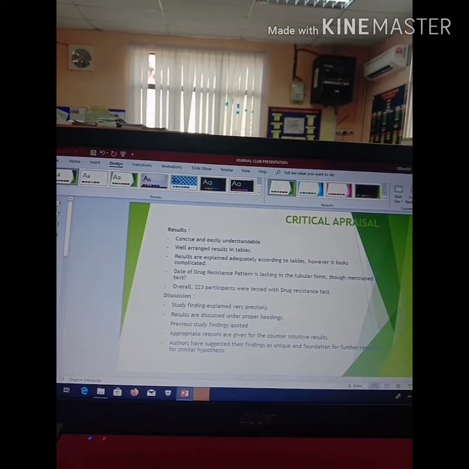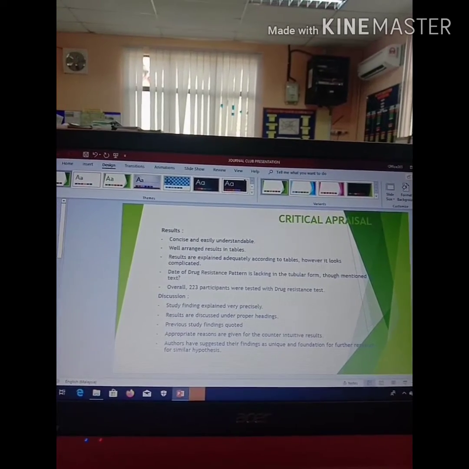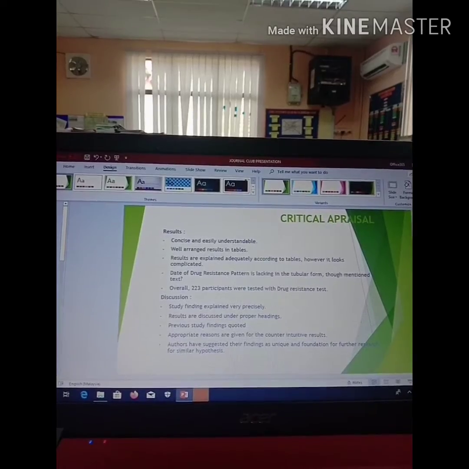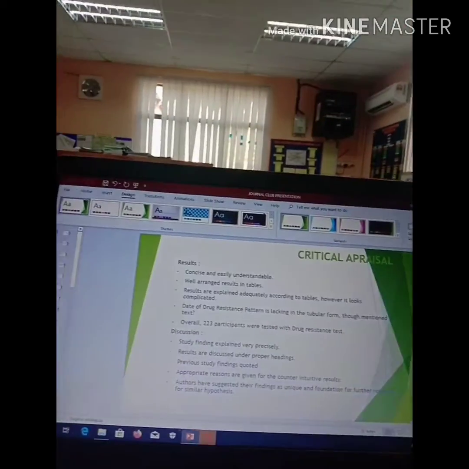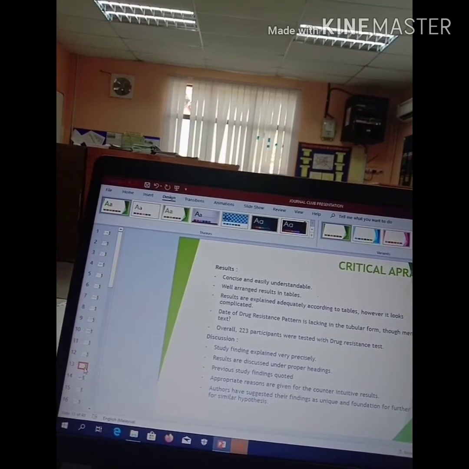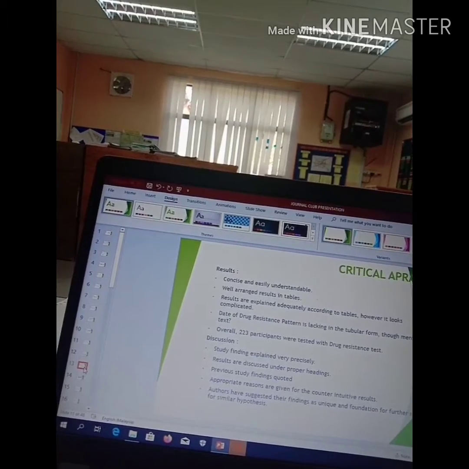For my critical appraisal, the result is very concise and easy to understand. The results are well arranged in tables and explained adequately according to the tables. However, it looks very complicated. The drug resistance pattern is lacking in tabular form and is only mentioned in the text.